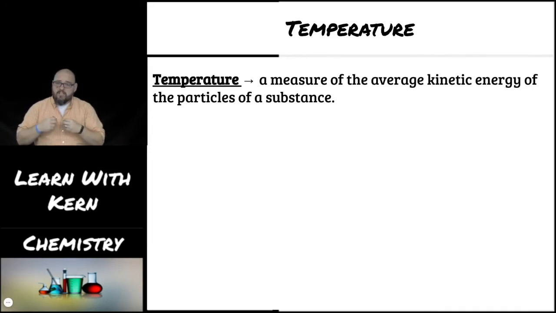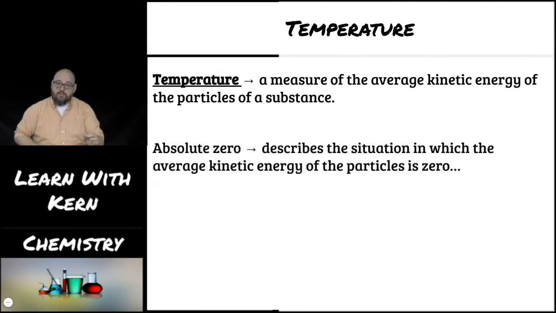Some particles may have a large kinetic energy because they're moving really fast, and some particles may have a lower kinetic energy because they're moving relatively slow. But if you take all of the particles in a gas together and you average that up, that gives us a measure of the average kinetic energy, and that is what temperature is.